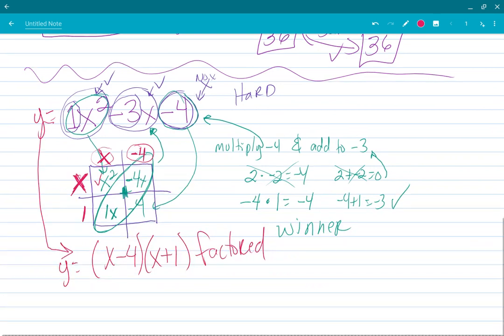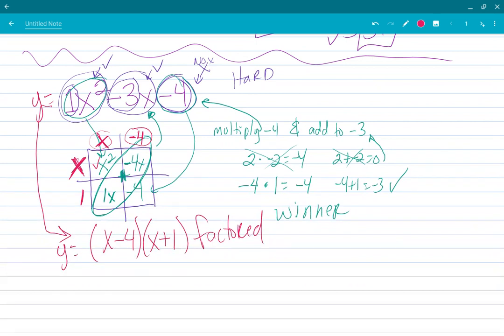What are the x-intercepts of this function? 4 and negative 1. Yep, the intercepts are 4 and negative 1. The opposites, right? Anyway, this is why you want to factor this. You wouldn't be able to tell the x-intercepts of the top one by looking at it. You can find the y-intercept really easy, but you can't find the x-intercepts.